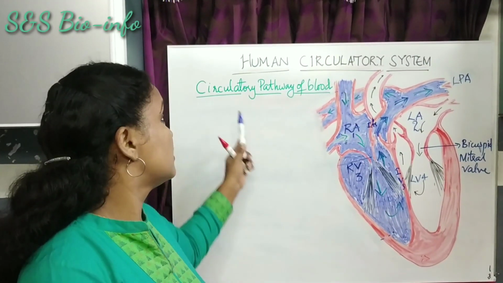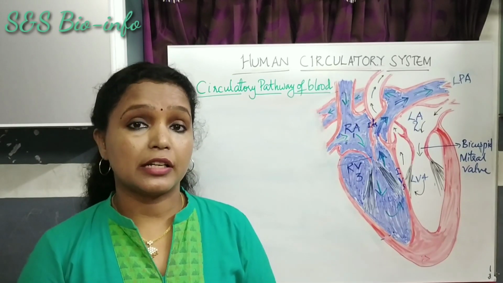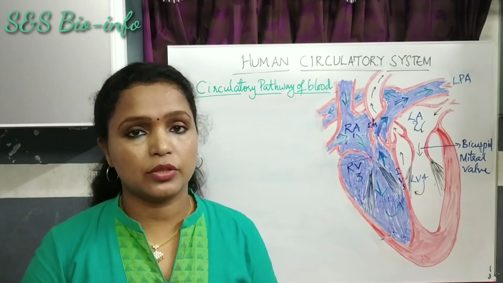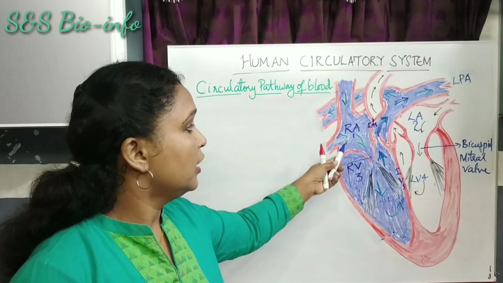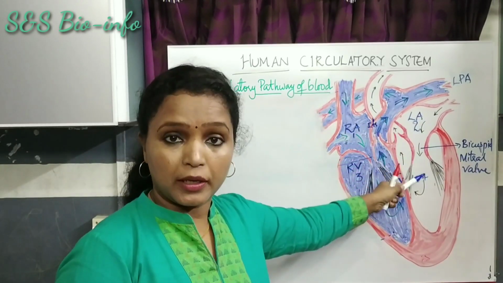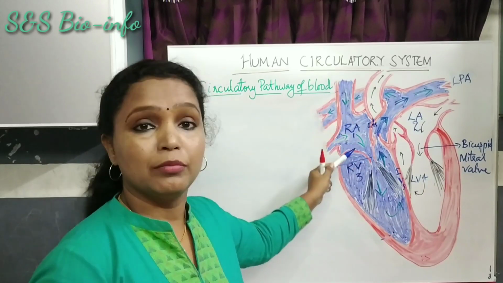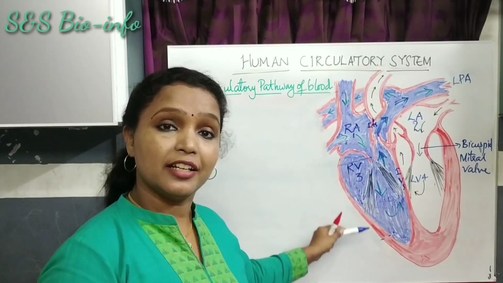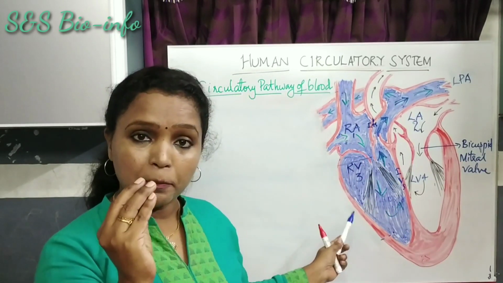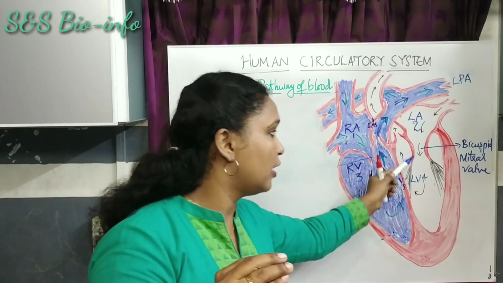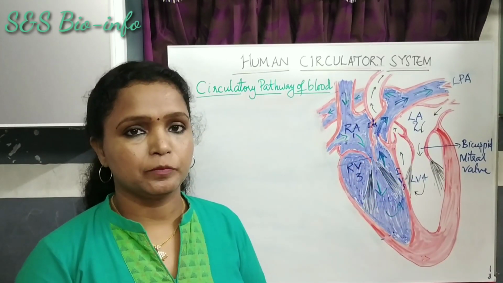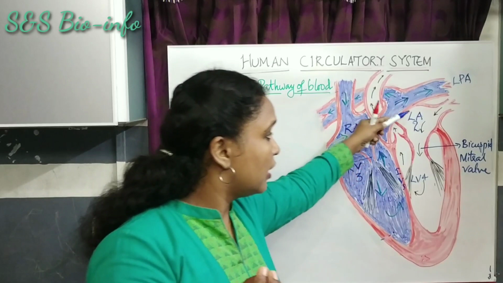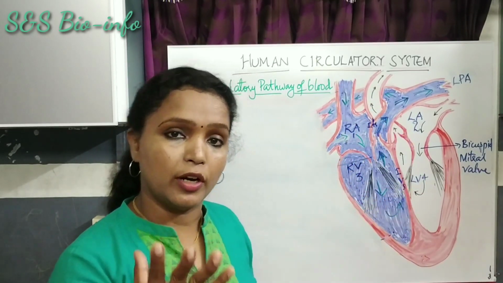The next part is the circulatory pathway of blood. That means let's learn how circulation of blood takes place through the heart and associated blood vessels. Look at this, the right part and the left part. The right part is shaded blue and the left part is white, to identify the deoxygenated blood from the oxygenated blood. The right part indicates the impure blood while the left part indicates the pure blood. So the right atrium and right ventricle contain the impure blood. The left atrium and left ventricle contain the pure blood.